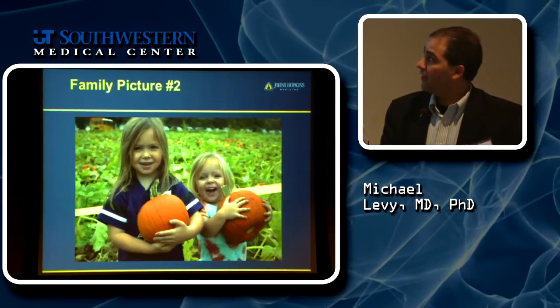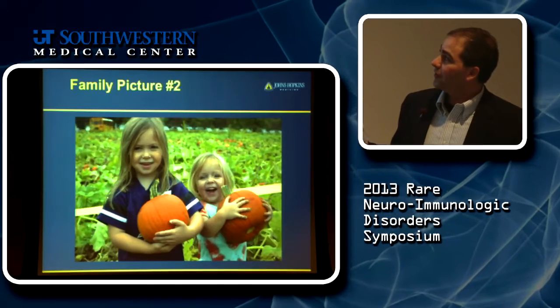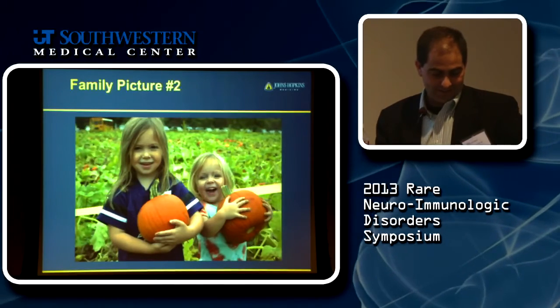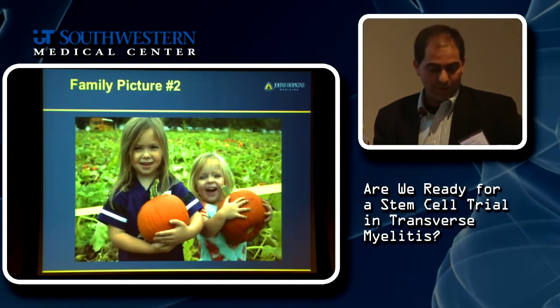Okay, transitioning. So Josh's two sisters, that's Megan and Allison. This was at the pumpkin farm.